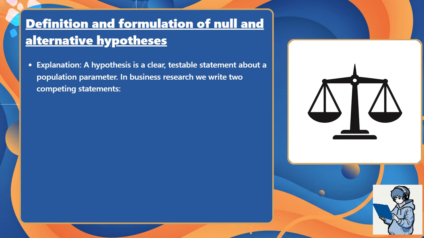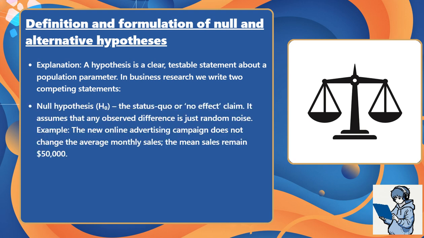Explanation: a hypothesis is a clear testable statement about a population parameter. In business research, we write two competing statements. Null hypothesis H0: the status quo or no effect claim. It assumes that any observed difference is just random noise.